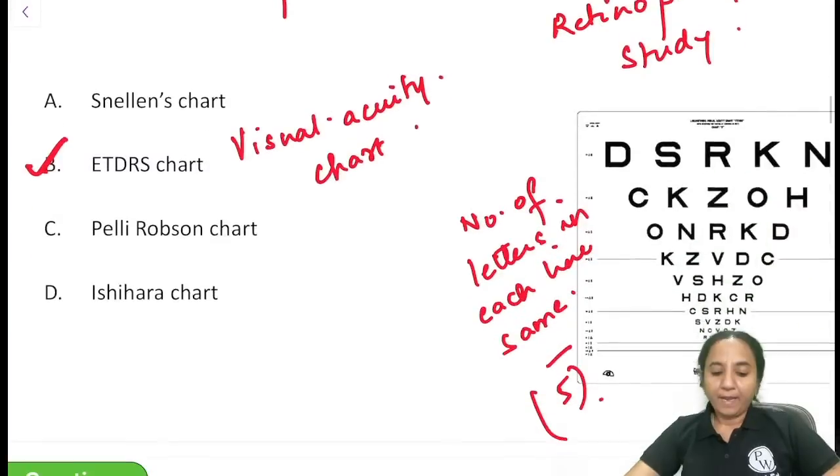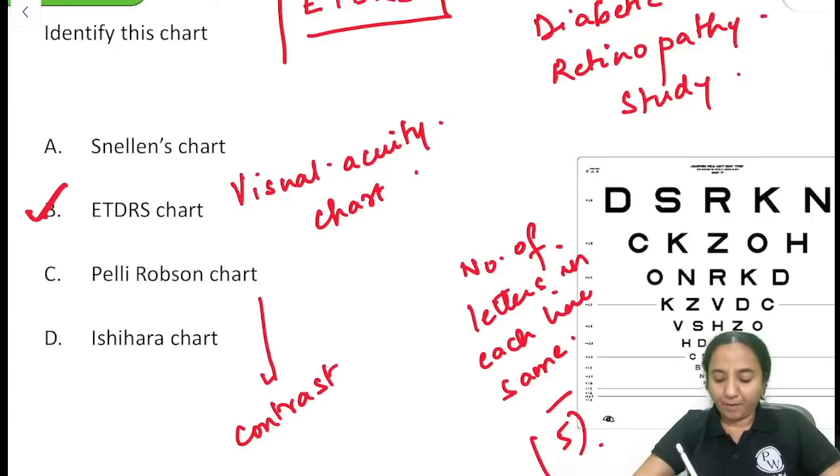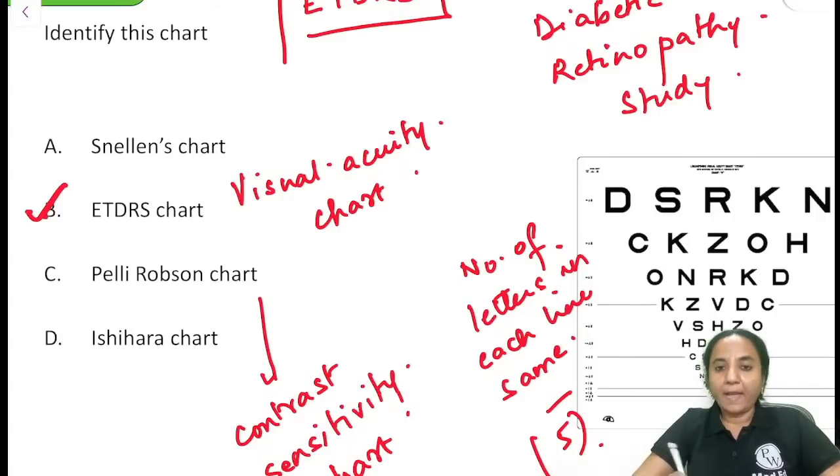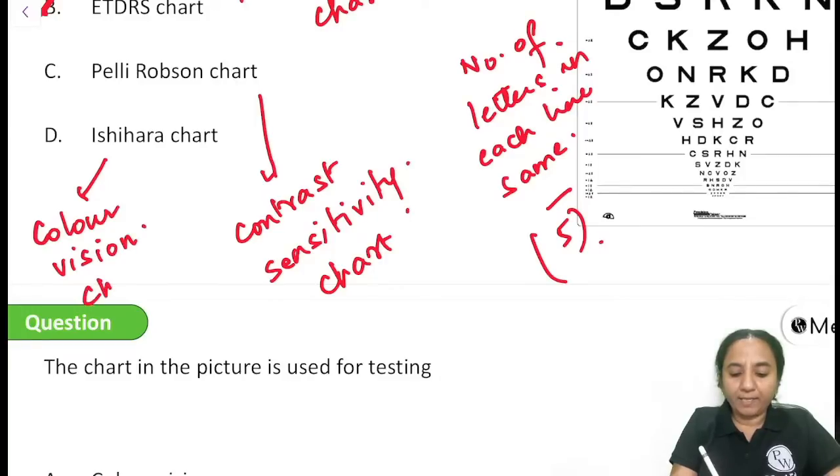Correct. Now, what is the use of the Pelli-Robson chart? The Pelli-Robson chart is the contrast sensitivity chart. And what is the use of the Ishihara chart? The Ishihara chart is for color vision.